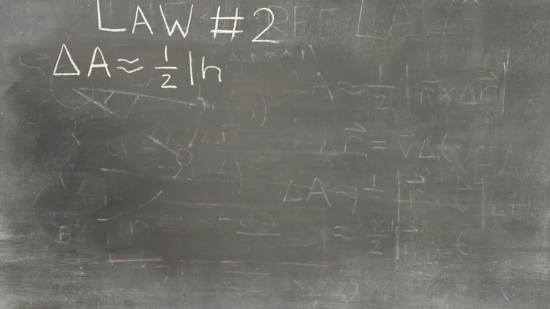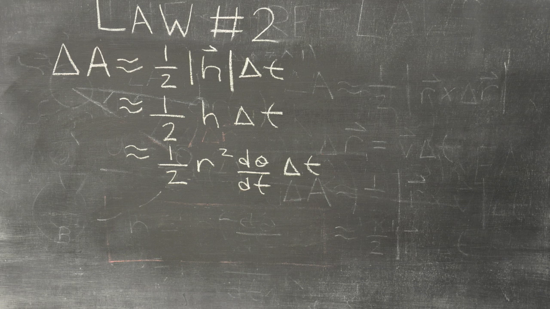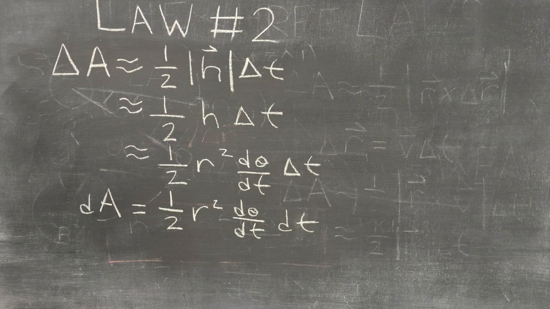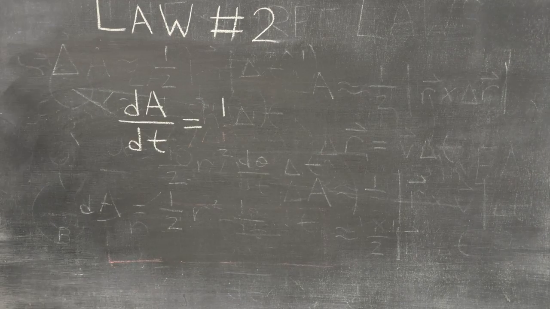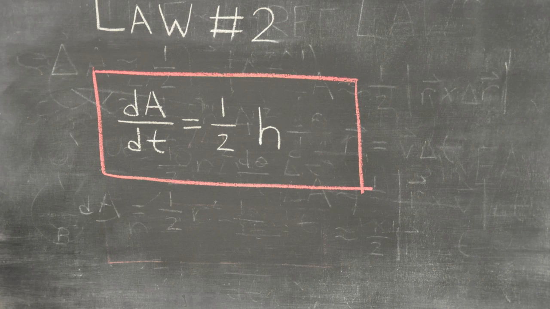Rewriting this, because we know that the magnitude of the vector h is simply h, and h is equal to r squared d theta over dt, the area can be given by 1/2 r squared d theta over dt multiplied by the change in time. At small enough time intervals, the delta can be changed to a d, and by bringing the dt over, we are given dA over dt is equal to 1/2 r squared d theta over dt, more simply put, 1/2 h. This proves Kepler's second law, showing that the area swept out in a particular time interval is equal to a constant value, something that is quite incredible.